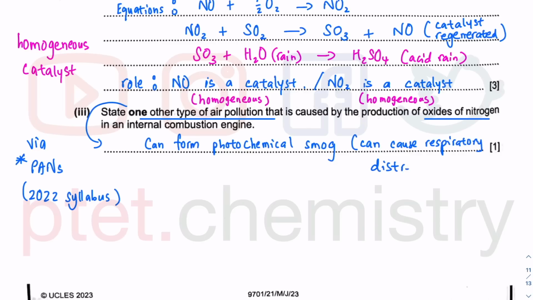They are just asking what the type of air pollution is. There is the photochemical smog, and respiratory distress is not air pollution. This is the problem that comes as a result of the air pollution. So perhaps I can just cross that out. I just want to show you the difference between the effect on human beings and the effect on the atmosphere.